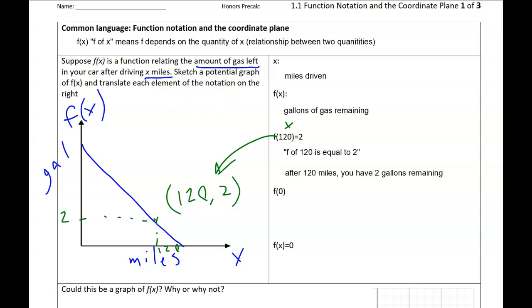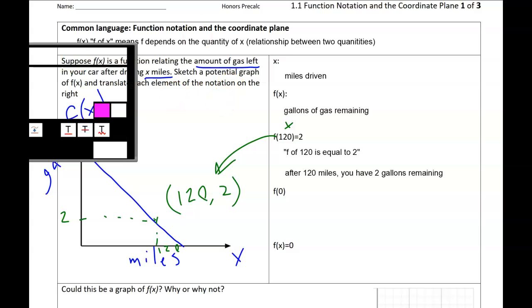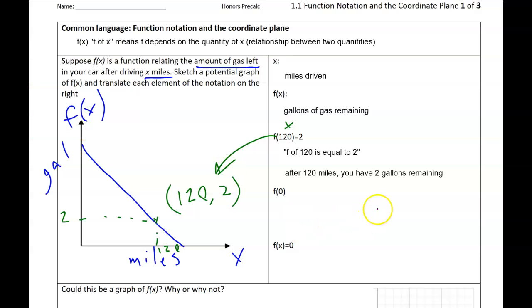And then we have a couple of other points that we're going to look at. So we have f of 0. So this means my x is 0 is what this is saying. So f of 0 would be how much gas remaining after 0 miles. You already have a word for this. It would correspond to this point on your graph, right? And that word is your y-intercept.